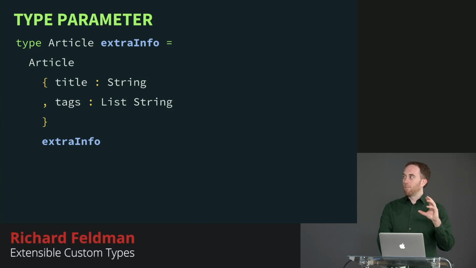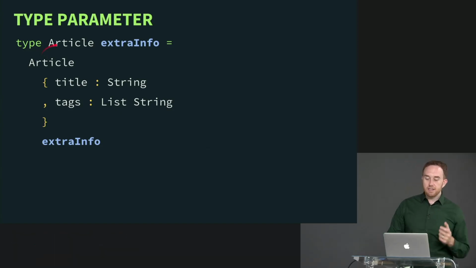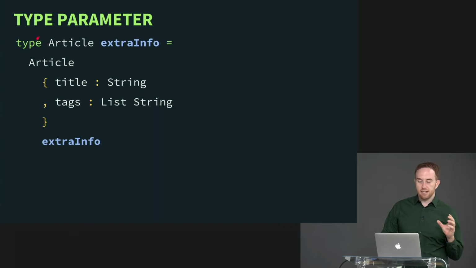This is a more concrete example of this. We say using it as a custom type. We can say type article extra info. Usually I'll call this extra info because it's some extra info that goes with the article. And it says article, which has some record about the metadata that we know is always there. So the title, the tags, and then in the real version there's several other fields in there.